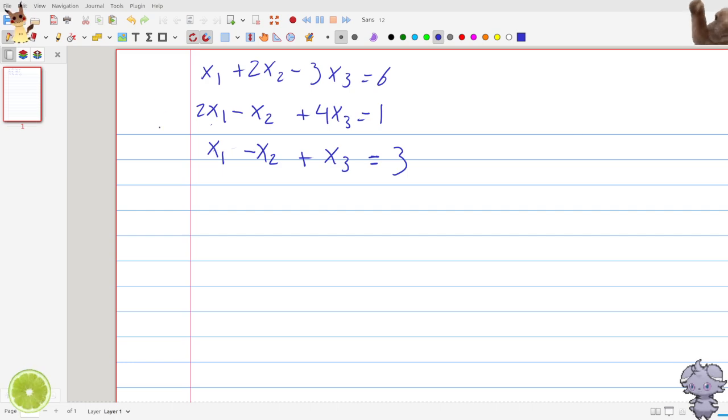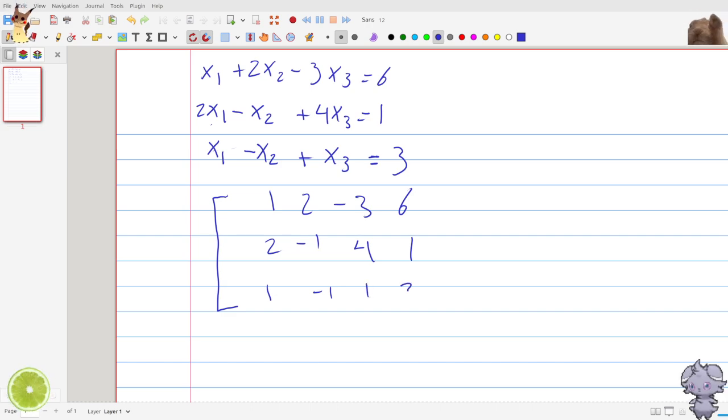So first we have to write it in an augmented form, an augmented matrix. So 1, 2, minus 3, 6, 2, minus 1, 4, 1, 1, minus 1, 1, 3, and that's our augmented matrix. First, the forward phase: we have to make all the leading ones here, and here, 1, and then all below it, these three, we make 0.